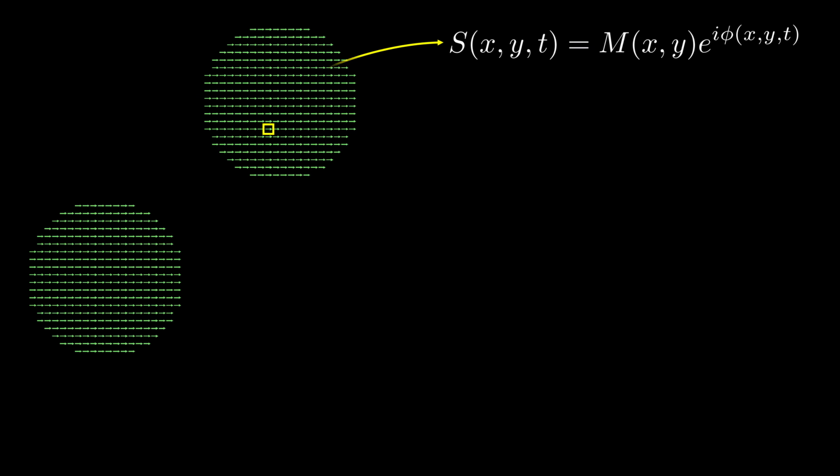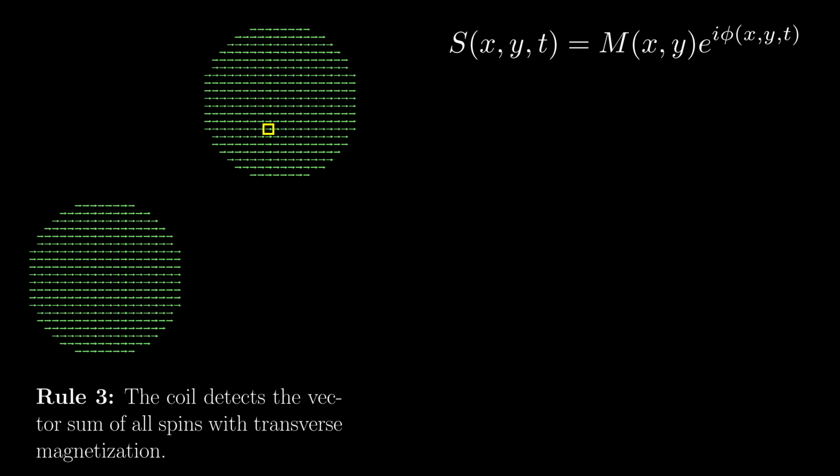Now we know the transverse component of a magnetic moment dictates the signal it delivers, so each spin at a given xy location is delivering its own signal S, which in the rotating frame is just its complex phasor, local magnetization vector m sub xy, times its corresponding phase vector e^(i phi), where both m and phi are location specific in x and y. But we don't detect just one spin. Rule 3, again, says we detect the vector sum of all spins in the sample.